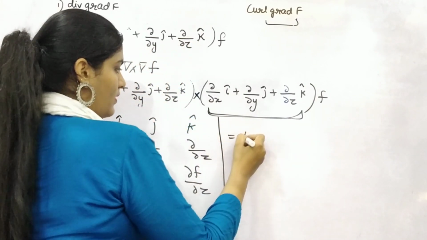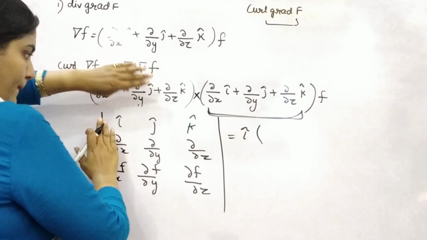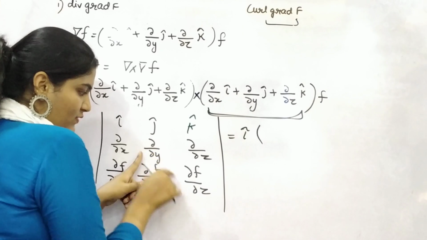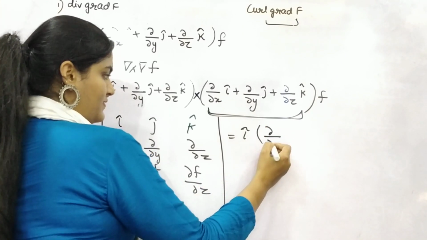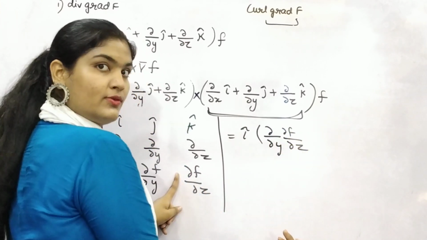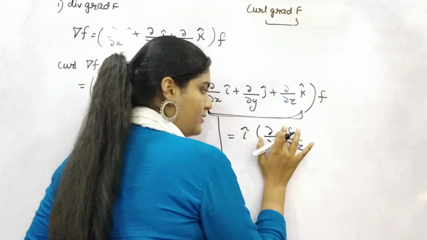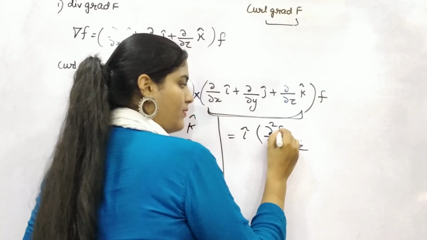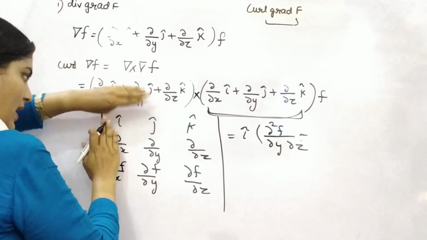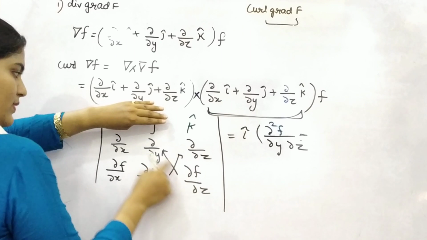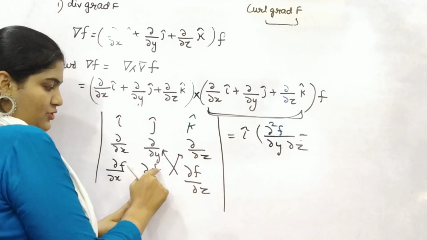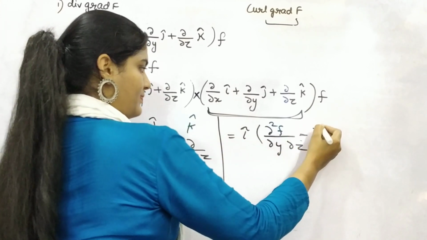Hide i, what is left? You can see it will become d by dy of df by dz, and what will it be? Del square f, correct? Minus, this is the formula for the determinant, right? For i, you have to cross multiply. You did this. Now this will be the double partial differentiation of f with respect to y and z, right?